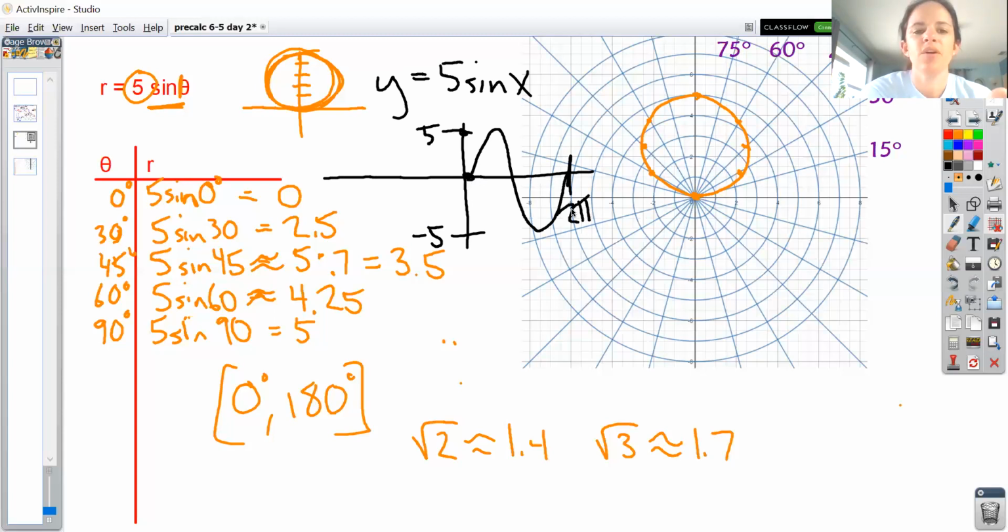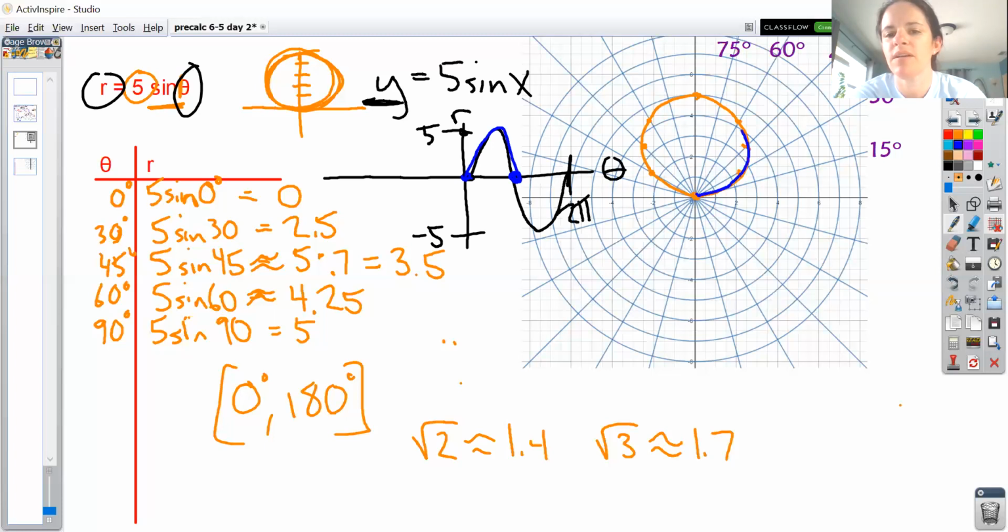And so instead of y, I actually have r, so this could be the r axis, and instead of x, I have theta, so this is the theta axis. And so what happens is I can see from this graph that I go from 0 to 5 and back to 0 in pi units, which corresponds with the fact that I'm going from 0 to 5 and back to 0 in pi units, and then I get there in 180 degrees. Okay, so that's one of the two.